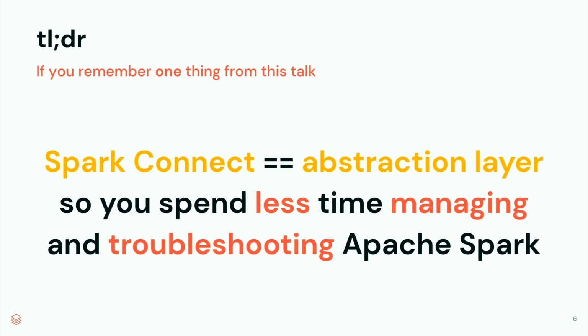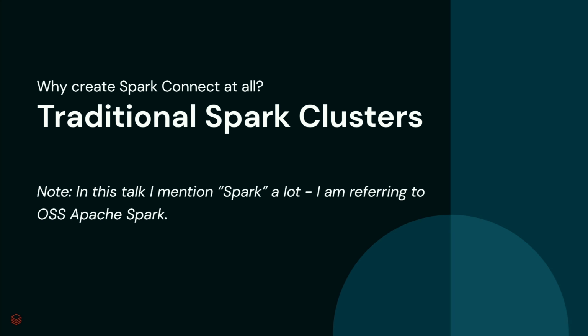So here's the TLDR. This is if you take nothing away from this presentation except this. And I like to do this just so you know what's the end message that I want to leave with you. Spark Connect is an abstraction layer, so you can spend less time thinking about and managing, troubleshooting, debugging Spark clusters. That's it. Spark Connect abstraction layer takes away a lot of the pain of Spark clusters. And if that's all you want from this session, you can definitely save some time. I'm going to go into the specifics, but that's the high-level message that I'm going to try and leave you with today.